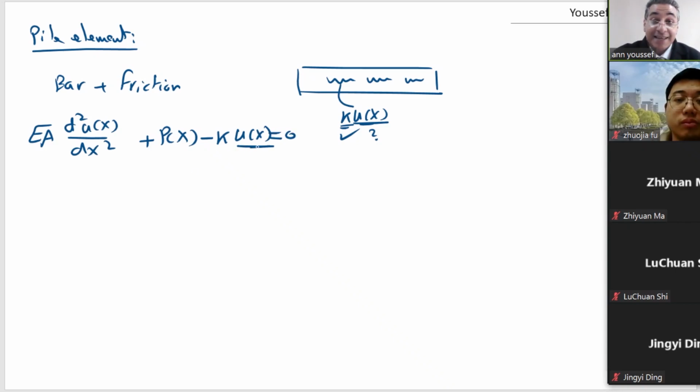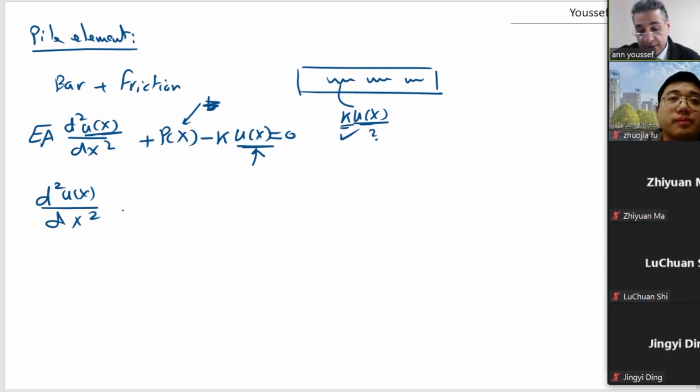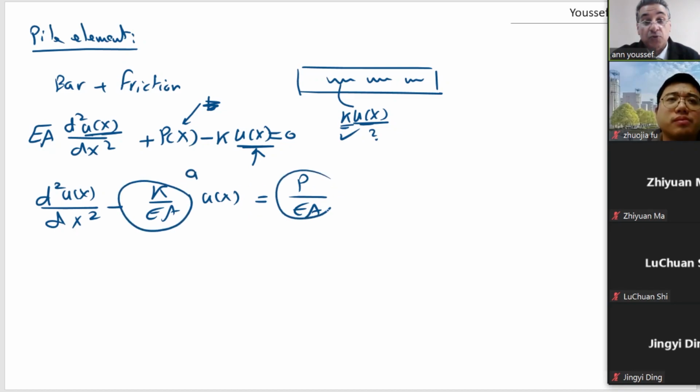The problem here is this is unknown and this is unknown. So you will not be able to generate the solution of this problem by integration. For example, let me generalize it using the same notes I have here. So it is d2u of x by dx squared minus k over EA times u of x equals p over EA. This part we'll call A and this part we'll call B.